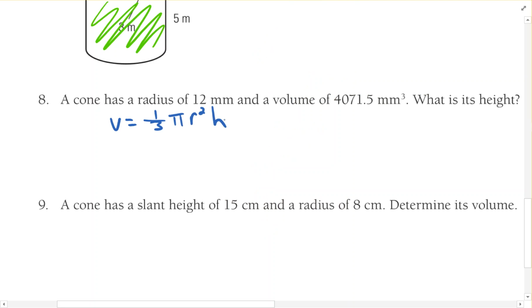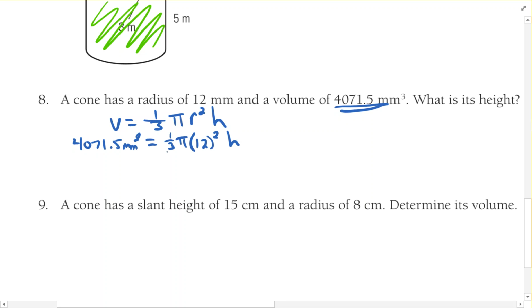What we're going to do, like we've done before, this time it gives us the volume. So I'm going to put that number in place of volume. So that's going to be 4,071.5 millimeters squared is equal to 1/3 pi times 12 squared. That's the radius, right? Times the height.